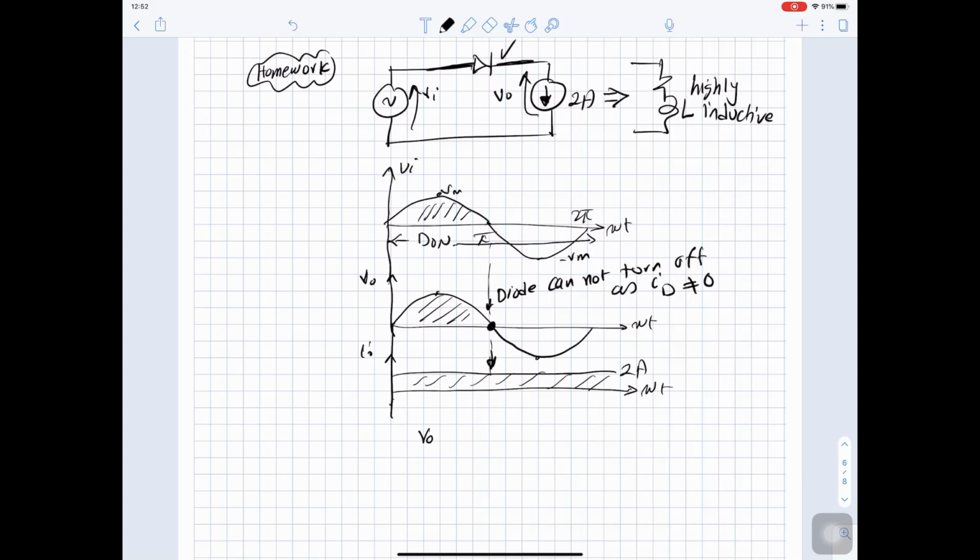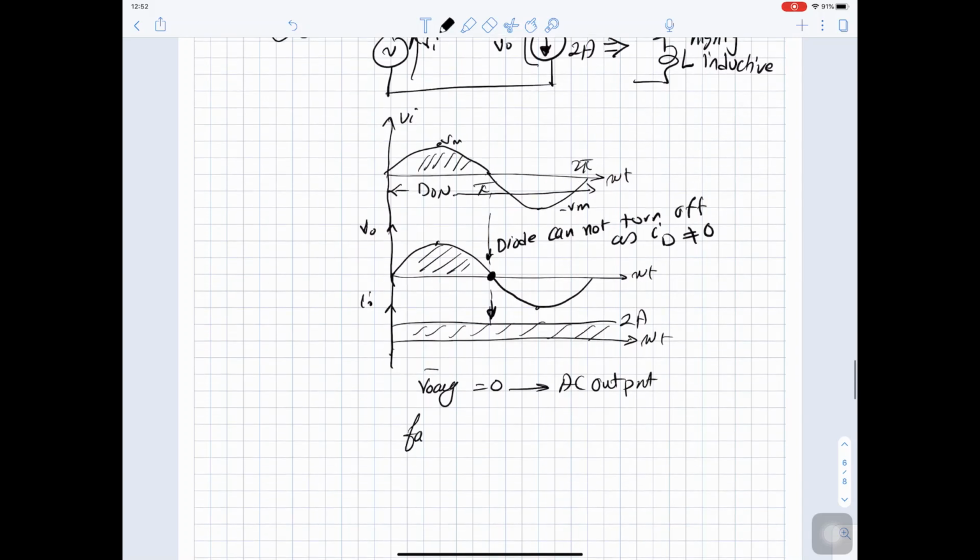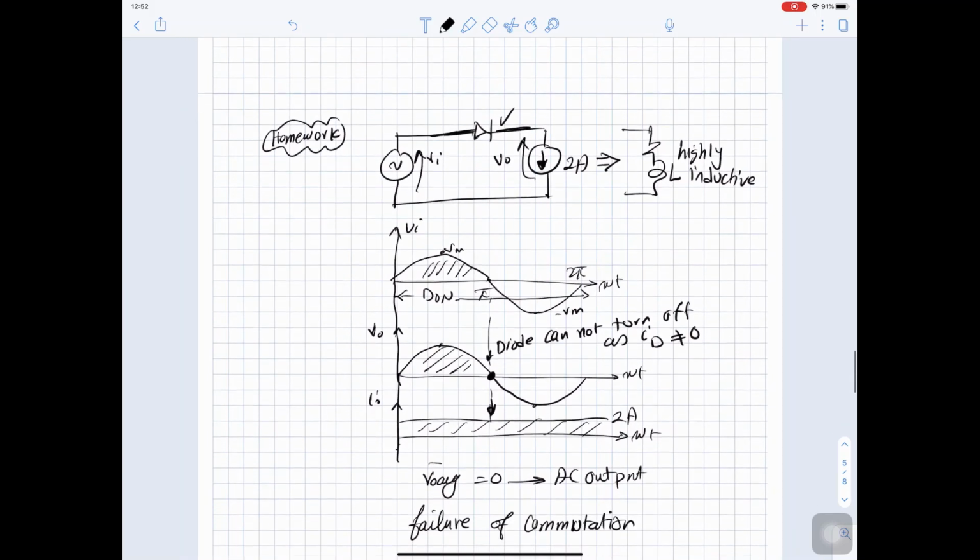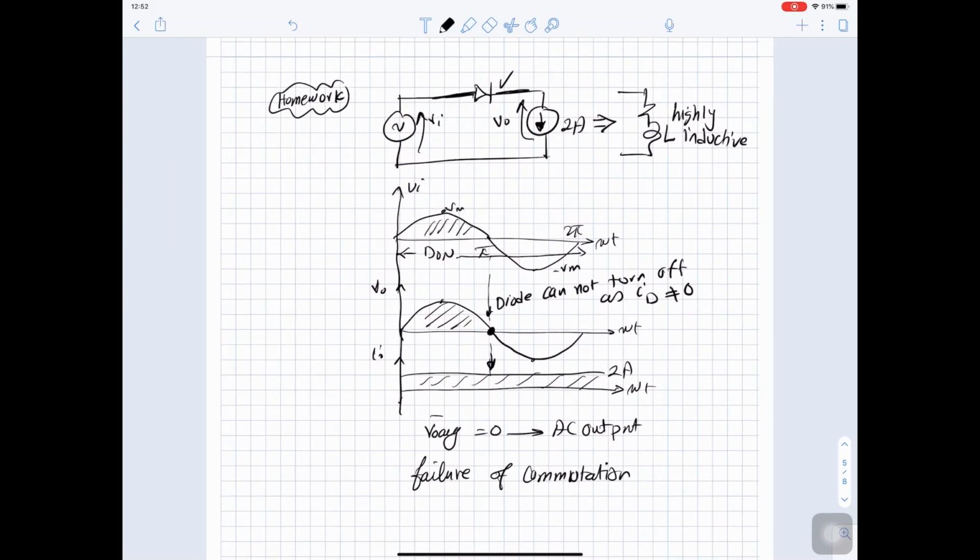And in this case, V out average will equal 0 because you have an AC output, and they call this failure of commutation. Your commutation from AC to DC failed. So in this case, it will not work. Your V out is the same as Vn, the same sine wave with 0 average. So your output voltage is AC, and this diode is useless. It's just a wire because it will never turn off.